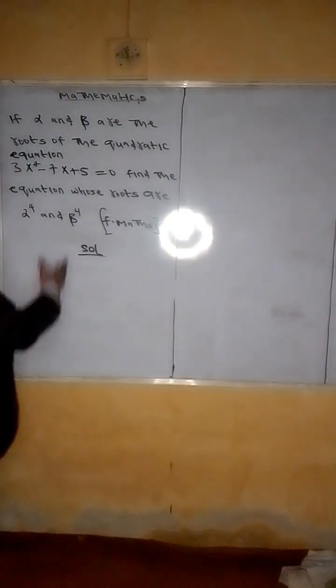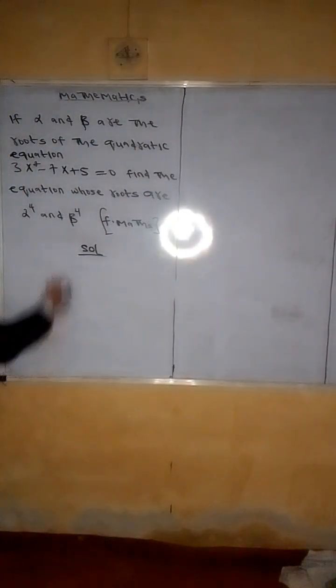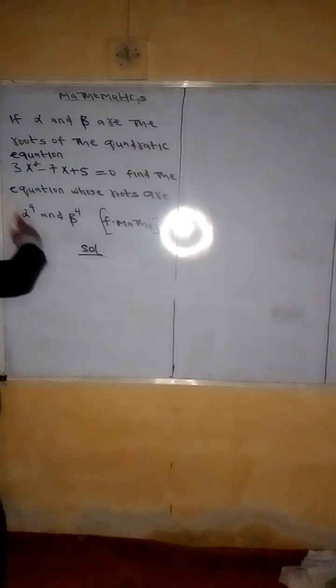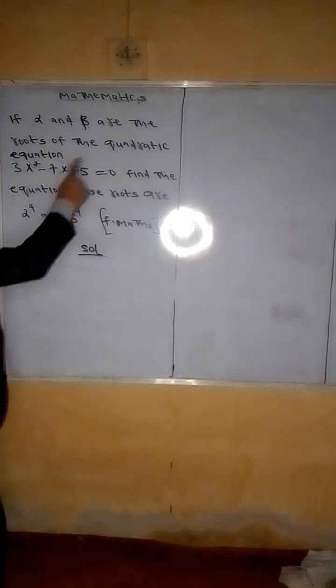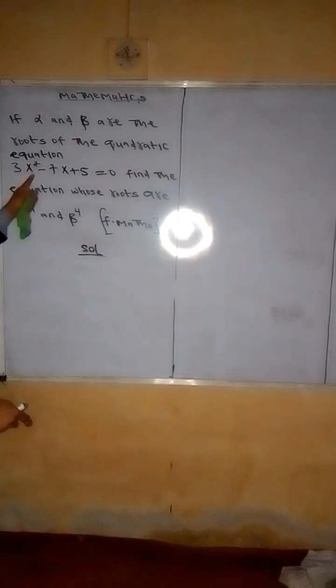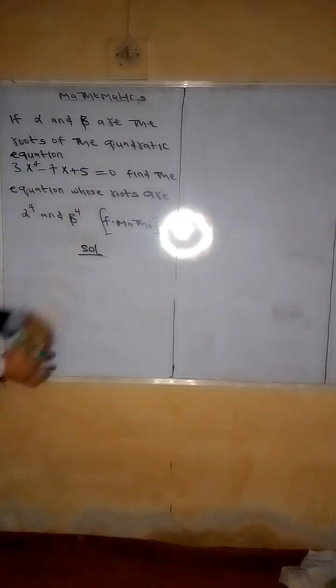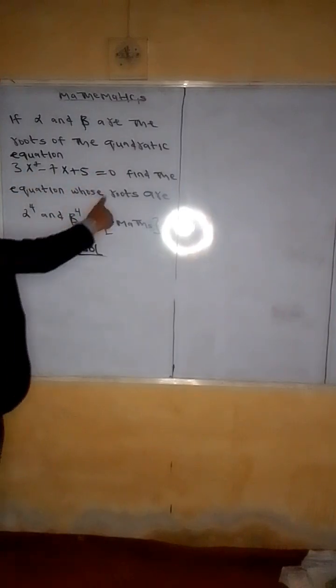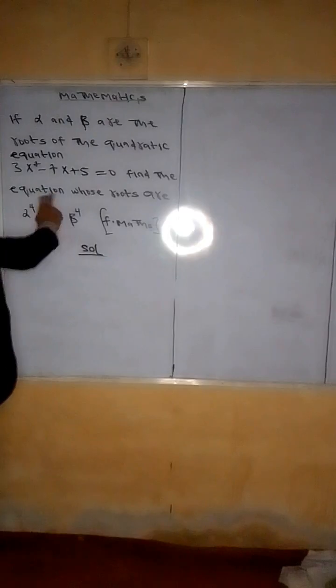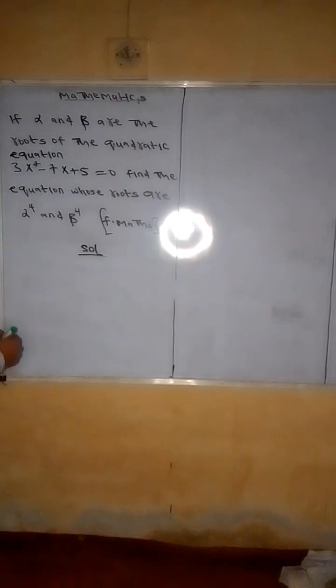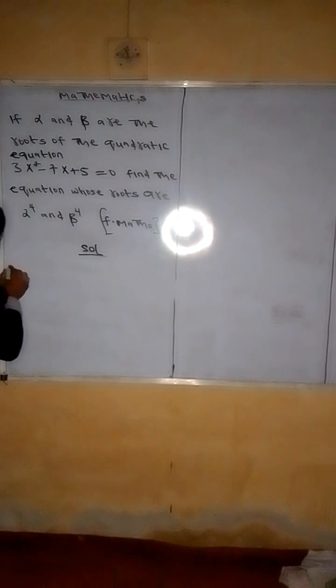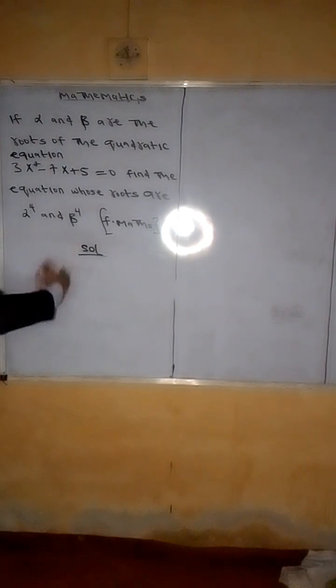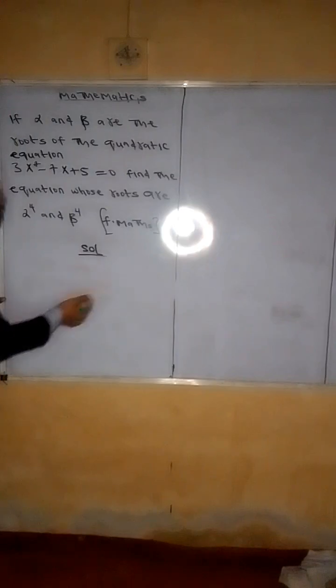So this evening we are going to be looking at a very interesting question which you can see right here on my board. They are asking us that if alpha and beta are the roots of the quadratic equation 3x squared minus 7x plus 5 is equal to 0, we should find the equation whose roots are alpha to the power 4 and beta to the power 4. So all we need to do is say, if we are given the roots of any equation, we can find the equation. How do we find the equation?